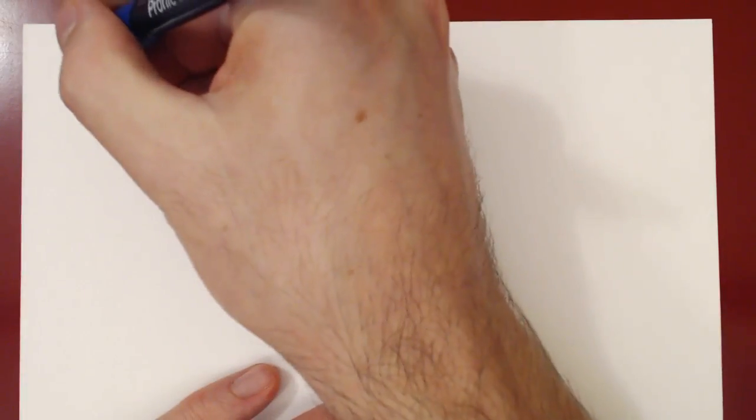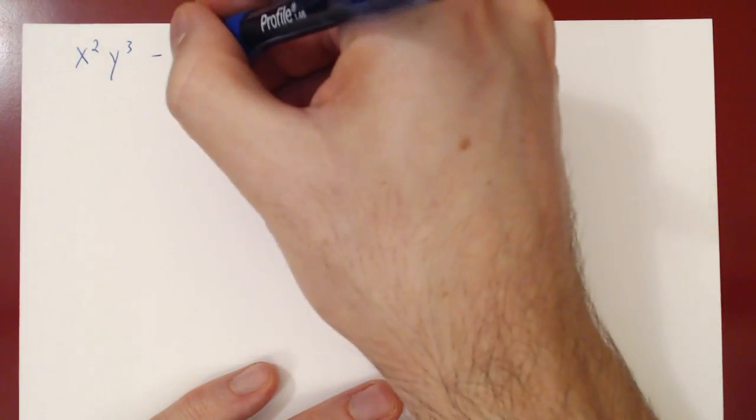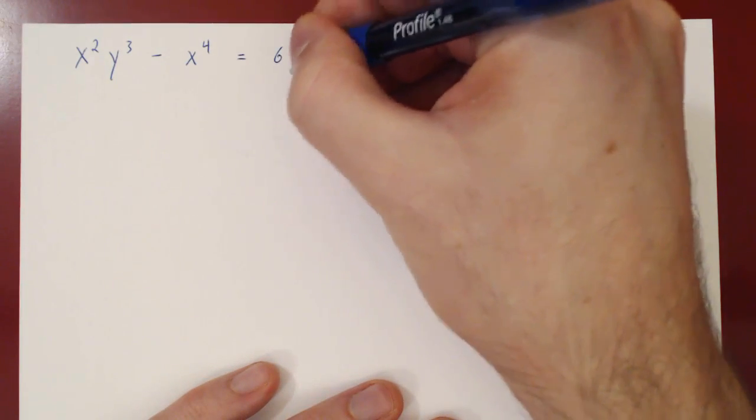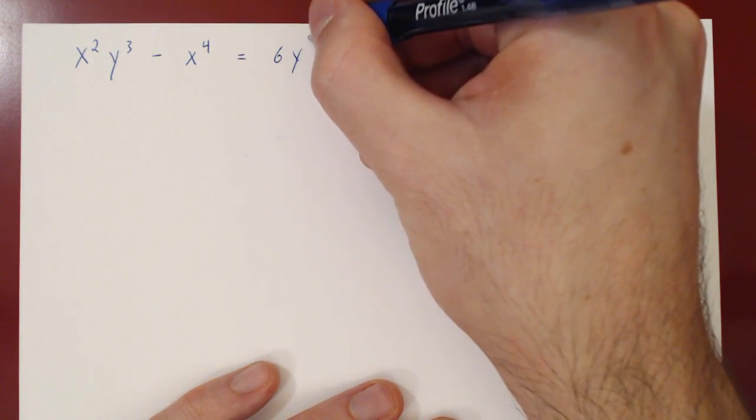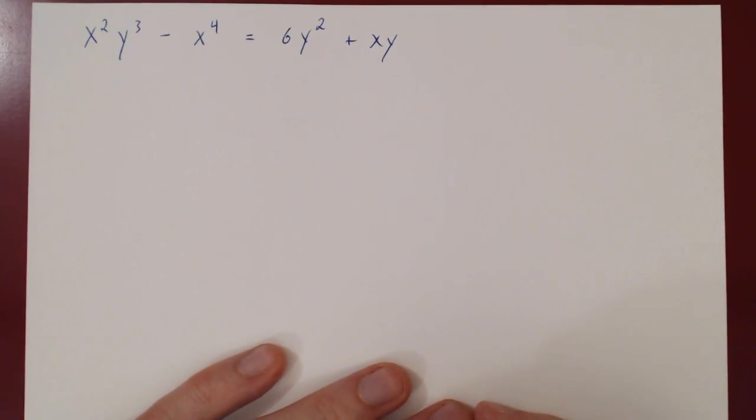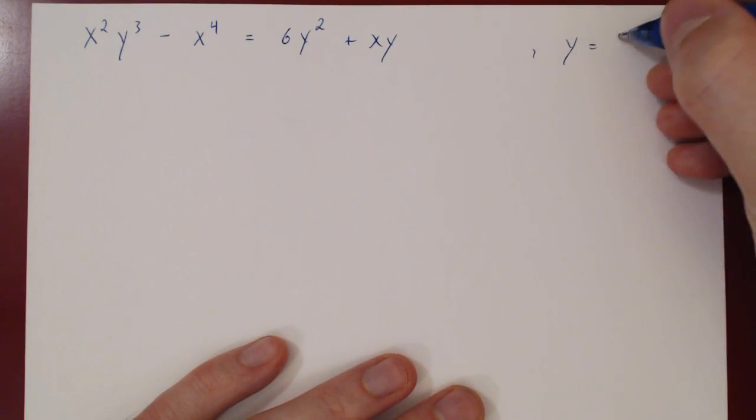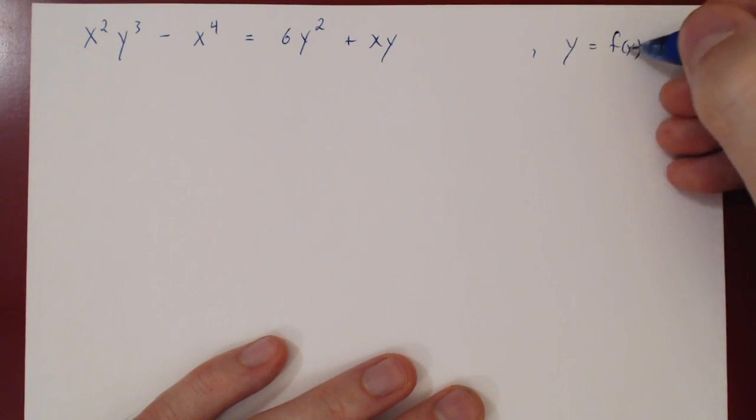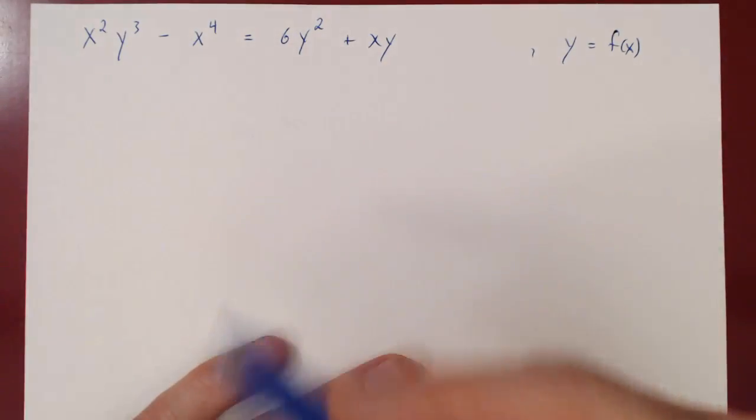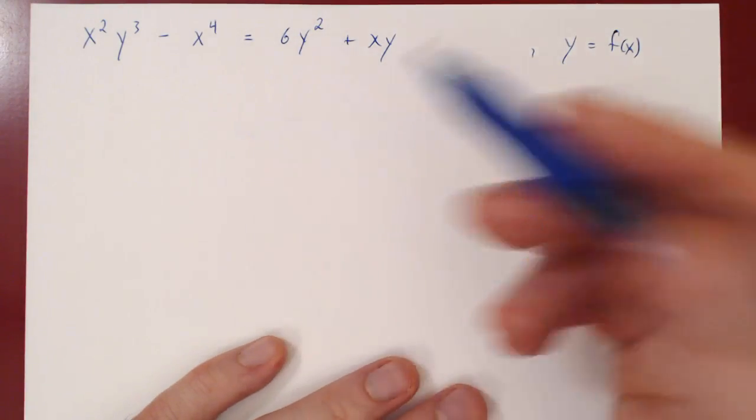Suppose that we have the following curve. Let's go with x squared y cubed minus x to the fourth power equals 6y squared plus xy. Then again, we think of y being this function of x. So both sides are equal as functions of x. Since both sides are equal, they have the same derivative. Let's differentiate both sides carefully and then equate them.